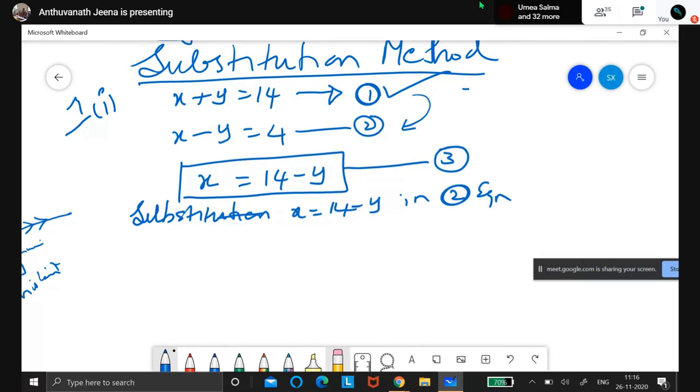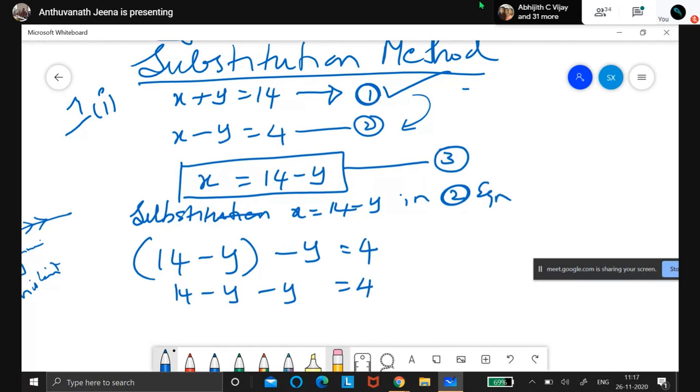So change the first equation, and substitute in the second equation. If you change the second equation, substitute in the first equation. You can do either. Now I have changed the first equation, so I am substituting in the second equation. Wherever x is there, substitute. So x minus y is equal to 4. Instead of x, you put 14 minus y: 14 minus y minus y is equal to 4.